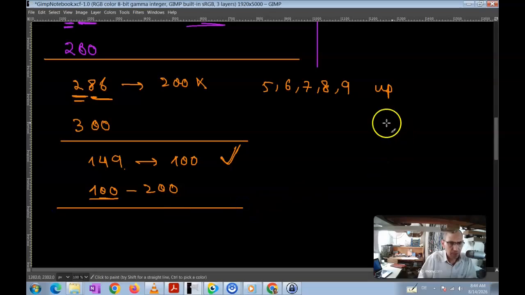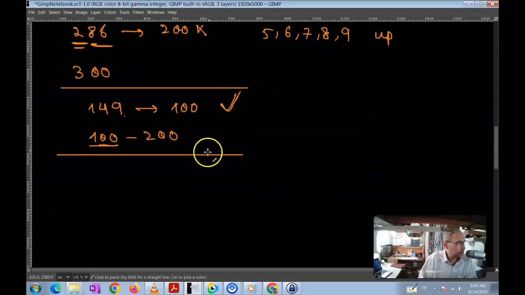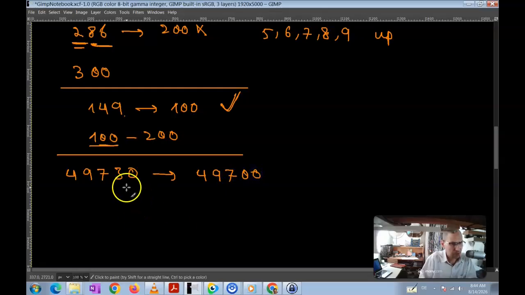Another number that we have over here is 49,730, and it's been rounded as 49,700, right? So this has been rounded to the nearest tens, or excuse me, to the nearest hundreds, basically, right?